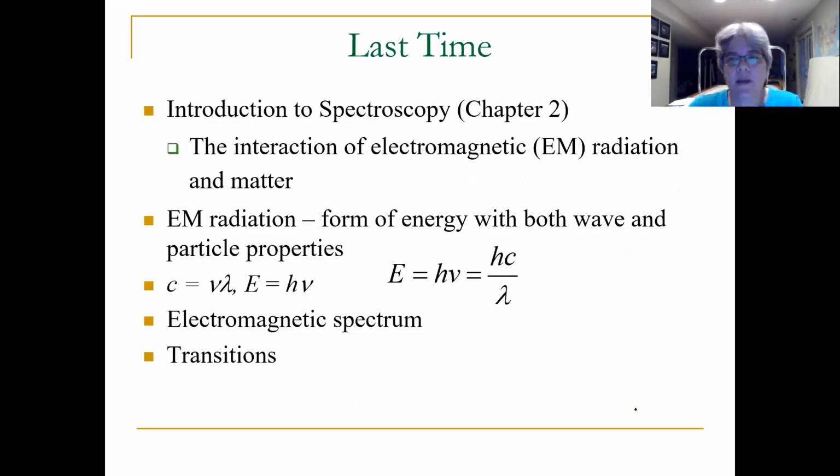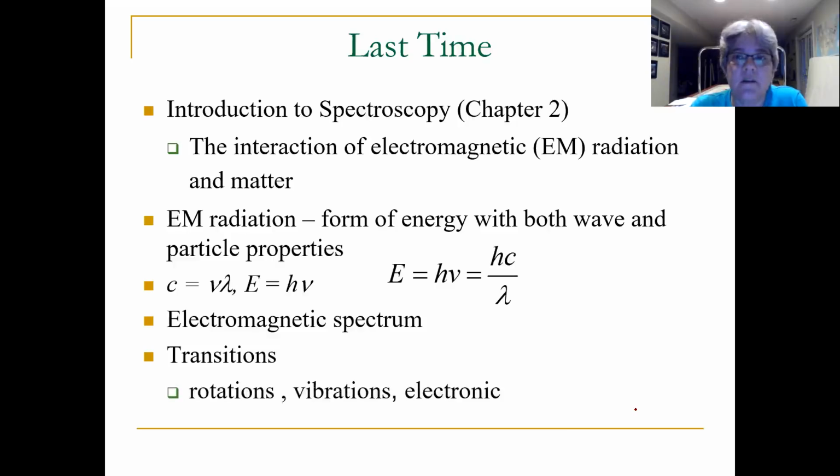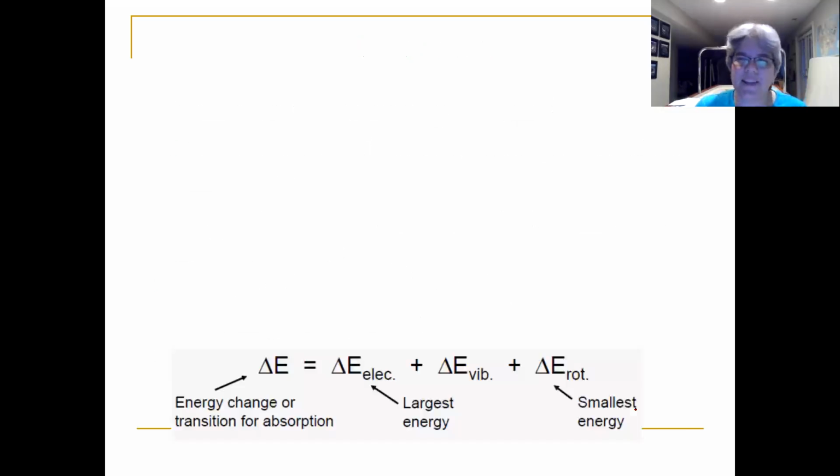Last time we also talked about how electromagnetic radiation interacts with matter. And we said that we have these things called transitions. Transitions are interactions of light and matter. And for a molecule, there are 3 kinds of transitions. Okay, what are they? Do you remember? You need to know these 3 types of transitions. They are rotation, vibration, and electronic.